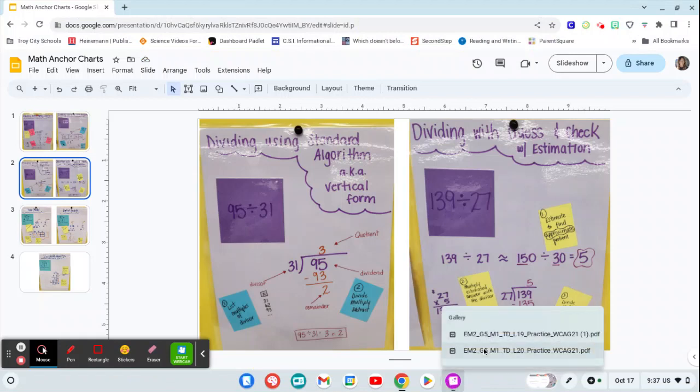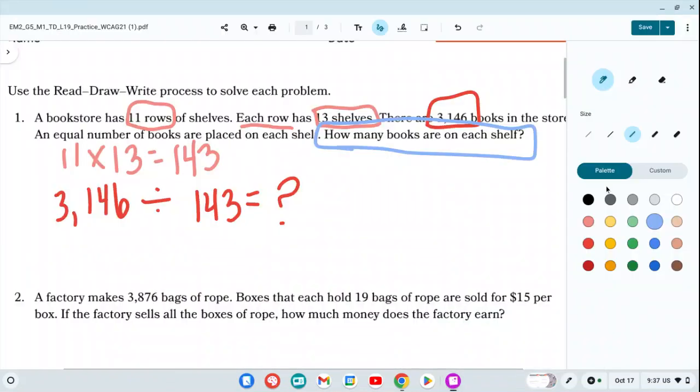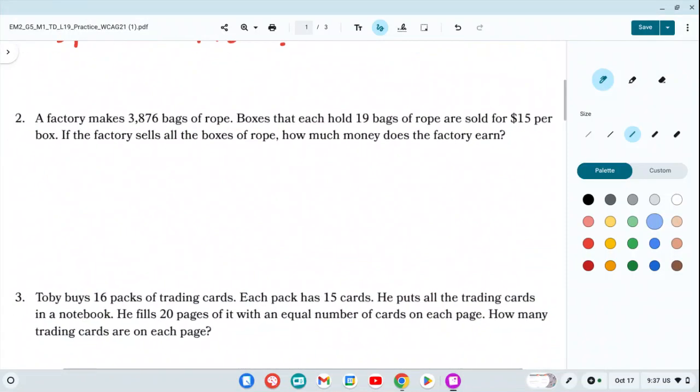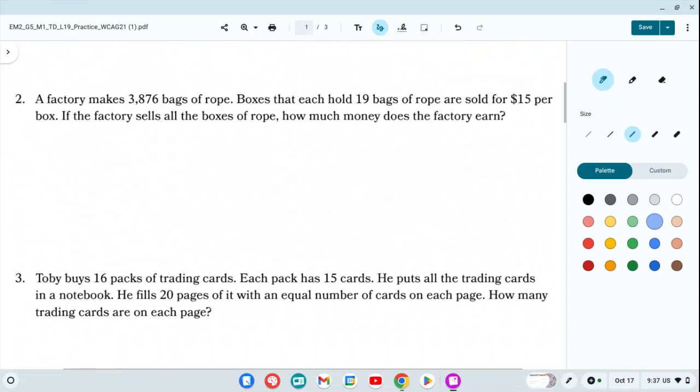All right, moving on to question 2. A factory makes 3,876 bags of rope. Boxes that each hold 19 bags of rope are sold for $15 per box. If the factory sells all the boxes of rope, how much money does the factory earn?